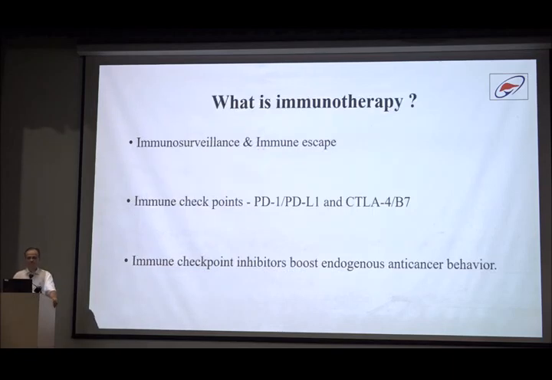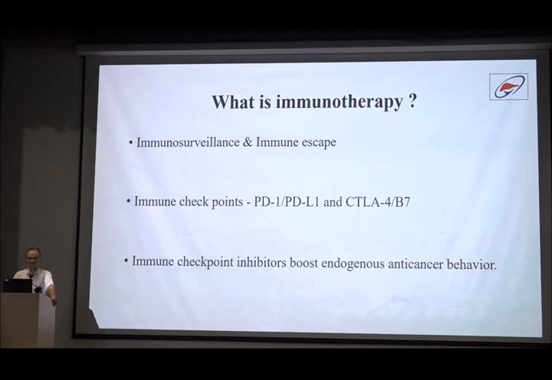Now, what is immunotherapy? As early as 1909, it was found by Paul Ehrlich that immunosurveillance is a normal function of the immune system, that is, the finding and elimination of the cancer cells. And the cancer cells evolve some sort of mechanism to escape this immunosurveillance, and this is known as immune escape.